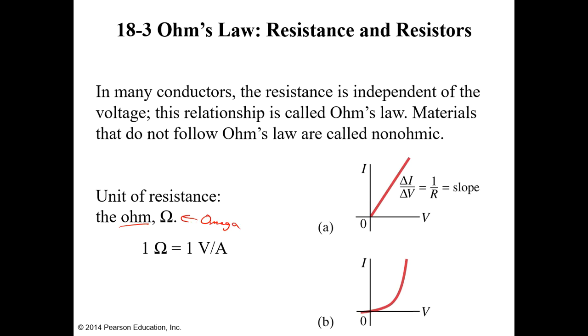And so, since Ohm's law says V equals IR, the resistance would then be the ratio between the voltage and the current. Then 1 ohm would equal 1 volt divided by 1 ampere. And that would be the definition of 1 ohm of resistance.